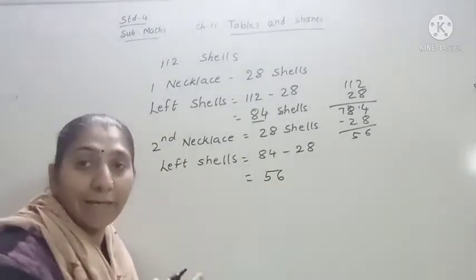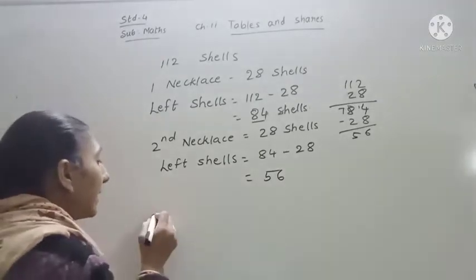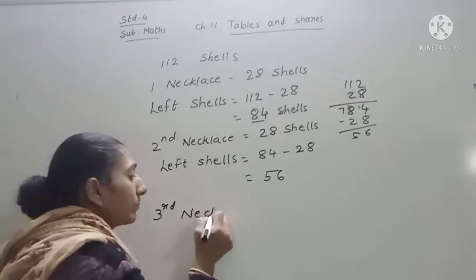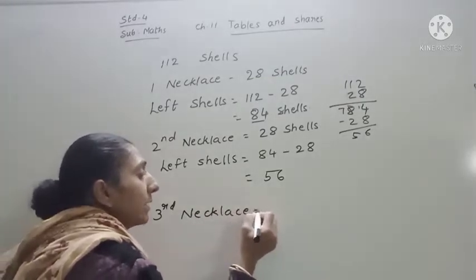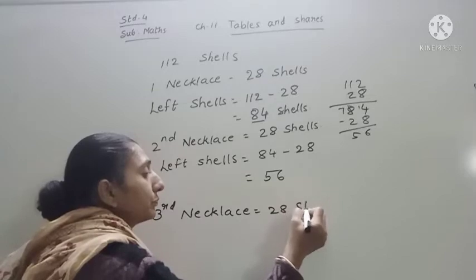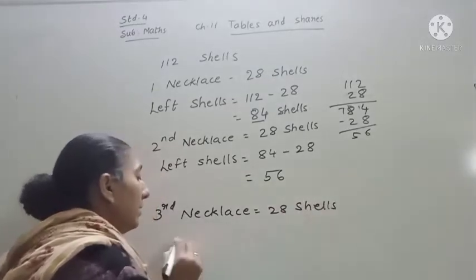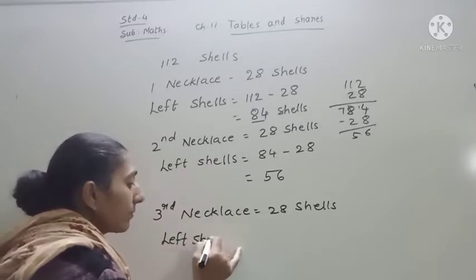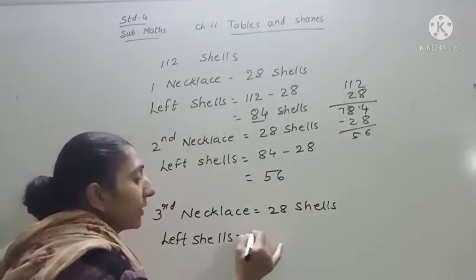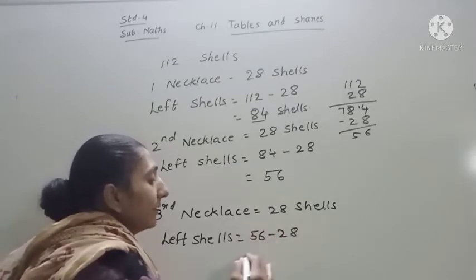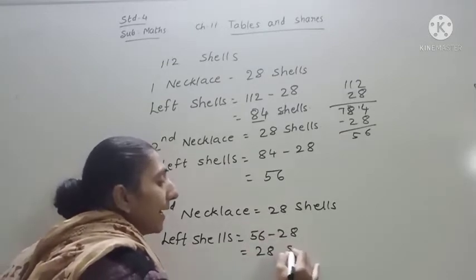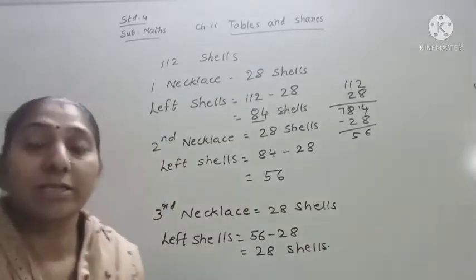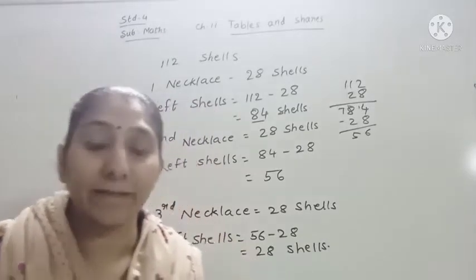Now he wants to make 3 necklaces. So let us make one more necklace. Third necklace, again 28 shells. Now the left shells is equal to 56 minus 28 is equal to 28 shells.